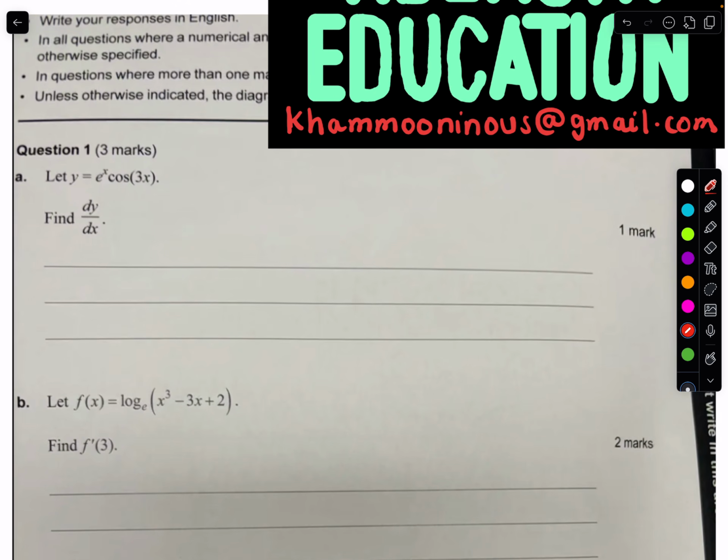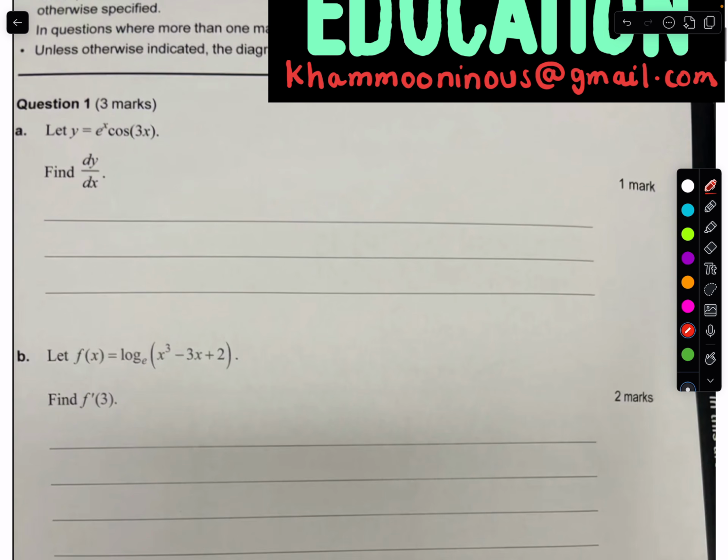So, the first question is a normal derivative question. Let y be e^x cos 3x. Find dy/dx, which is 1 mark. Easy, you just have to give the answer.